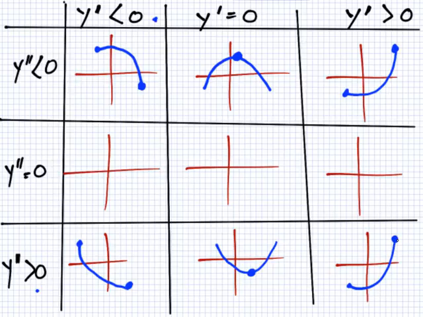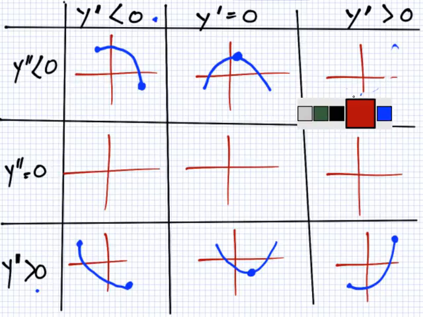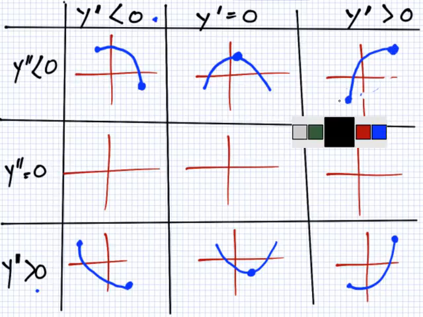Increasing convex. What's wrong? Right, when the second derivative is zero, that's an inflection point, when we switch from concave to convex. Something is wrong with the last one. You'll know it's wrong when you see it. This shape is not concave. What is it? Convex. So I should have drawn it this way. This one is an inflection point.